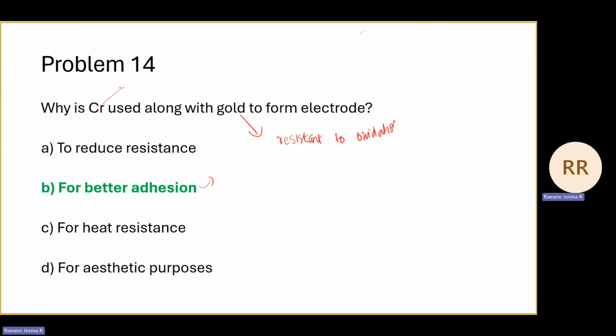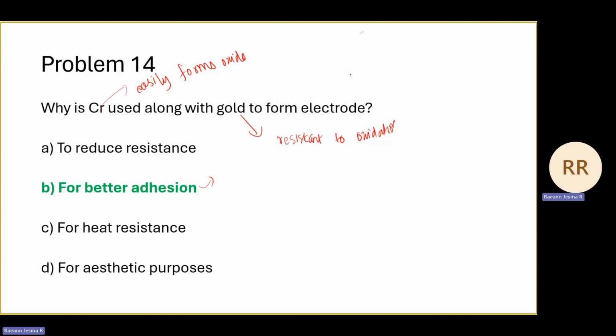So chrome easily forms oxide. So we don't use just chrome as a layer. Like we don't use just chrome for making an electrode. So we'll have to use a combination of gold and chrome. And when we are doing some electrode, we need it to have very low resistivity. Like it should be like short.